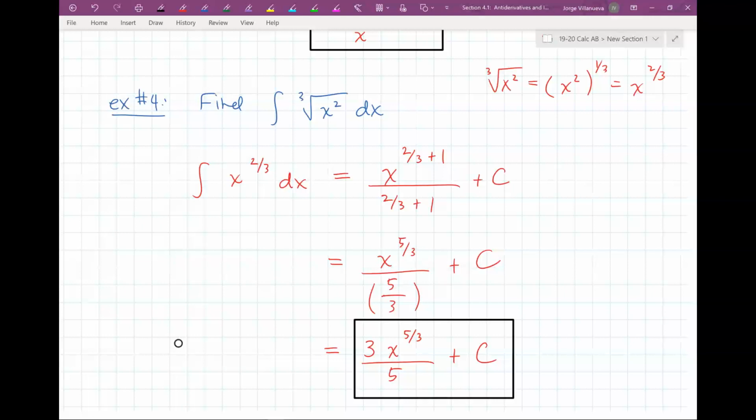Any questions on any of these three? Notice we only use one main rule, basically the power rule. Okay, that's all we're doing. So let me go ahead and stop it here. And again, tomorrow we'll continue.